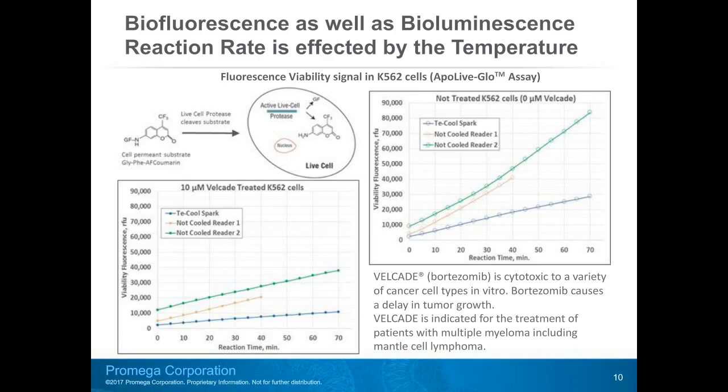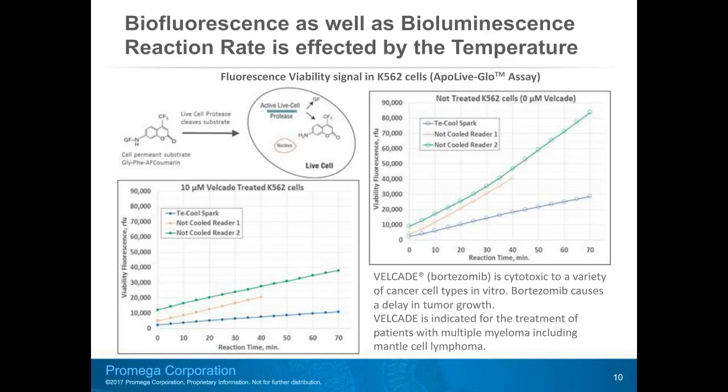Production of the AFC compound in healthy cells is reflected in the graph on the right. When measured on the not cooled reader, the reaction volume warms up and the reaction rate increases, producing more AFC fluorophore, green and yellow lines. Operating at room temperature in the T-cool Spark, AFC fluorophore accumulation is slower and the signal increases more slowly, blue line.